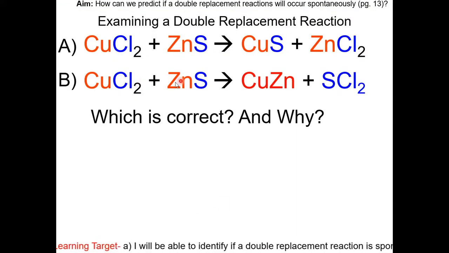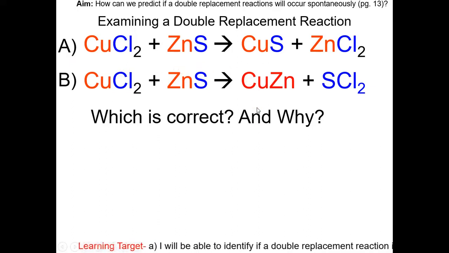Here's a double replacement reaction. Similar to the motivation, there are two possibilities based on how the ions will switch. One of them is correct. I color-coded the metals and the non-metals. Metals are red, non-metals are blue. Which is correct and why? Choice A is the correct one.